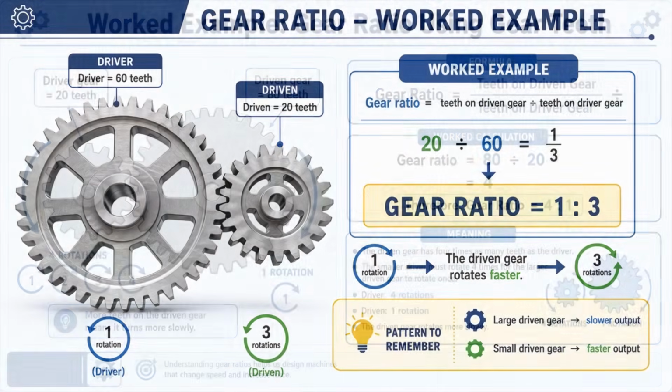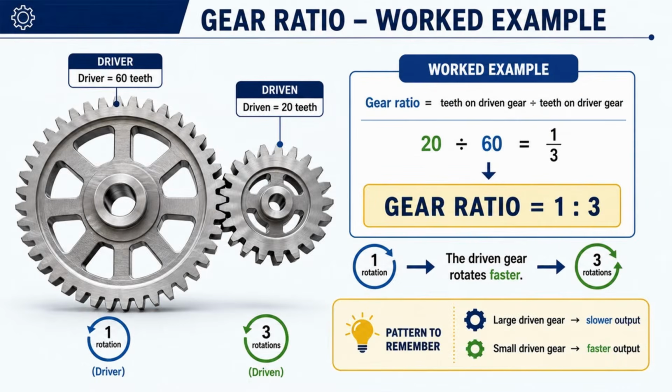Now reverse the arrangement. Suppose the driver gear has 60 teeth, and the driven gear has 20 teeth. Gear ratio equals 20 divided by 60. That simplifies to 1/3. Therefore, gear ratio equals 1 to 3. Now the driven gear is smaller. For every 1 rotation of the driver, the driven gear makes 3 rotations. So the driven gear rotates faster.